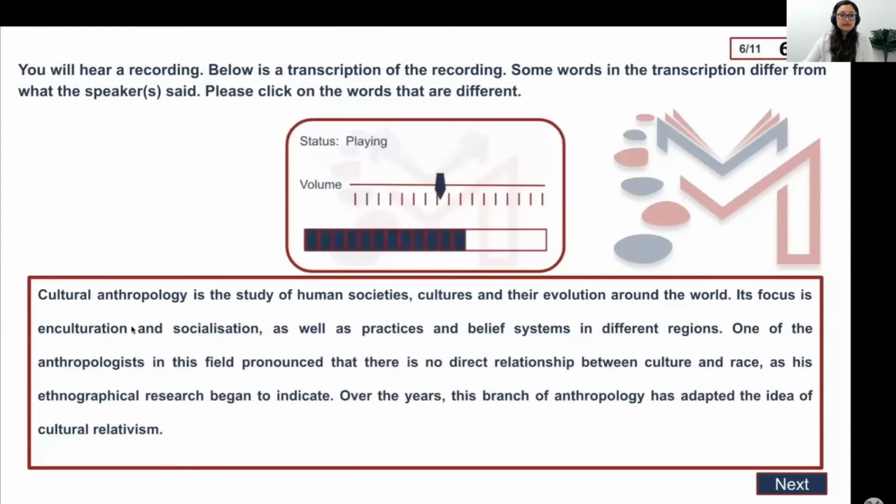Cultural anthropology is the study of human societies, cultures, and their emergence around the world. Its focus is enculturation and socialization, as well as practices and faith systems in different regions. One of the first anthropologists in this field proclaimed that there is no direct relationship between culture and race, as his ethnographical research began to illustrate. Over the years, this branch of anthropology has adopted the idea of cultural relativism.